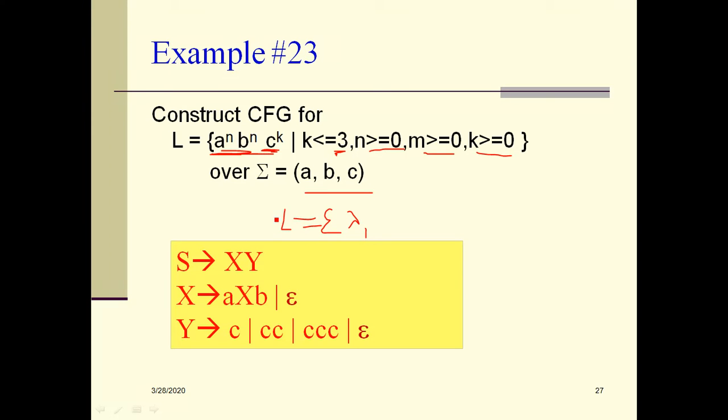So we have two things actually. One is S derives X Y, X generates an equal number of a and b, including the empty string, followed by Y. Y generates what? Y generates a single c, double c, triple c, or empty, because the value of k is bounded by 3. K means the number of c is less than or equal to 3, right? So if it has 1 c, 2 c, or 3 c, fine; any string having 4 c's cannot be generated using these grammar rules, right?